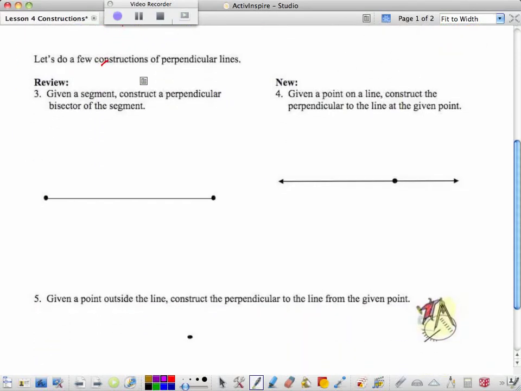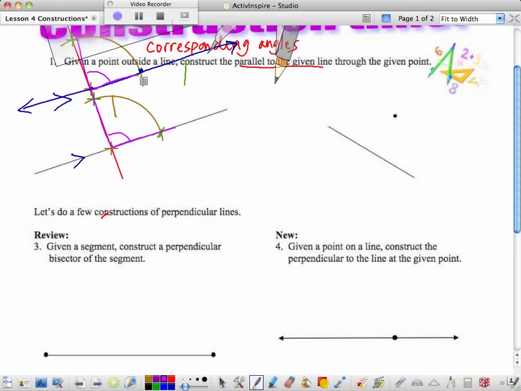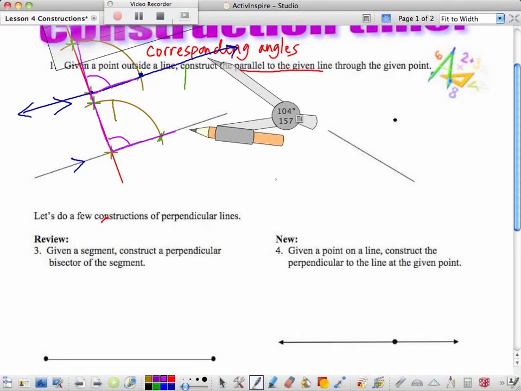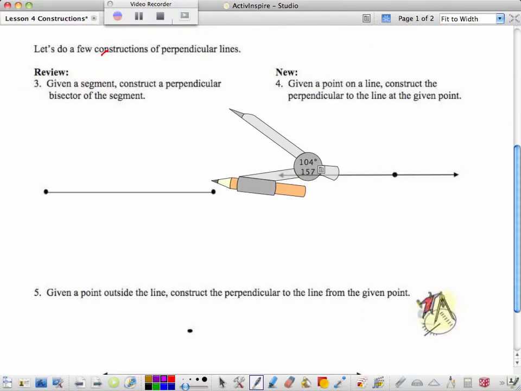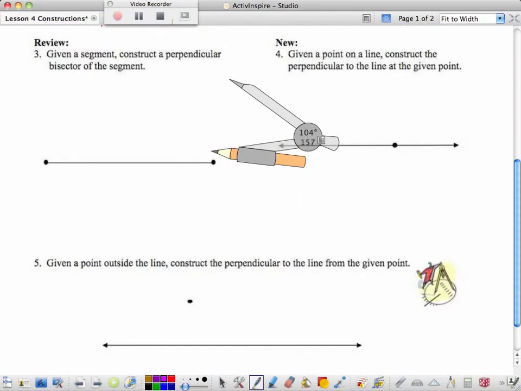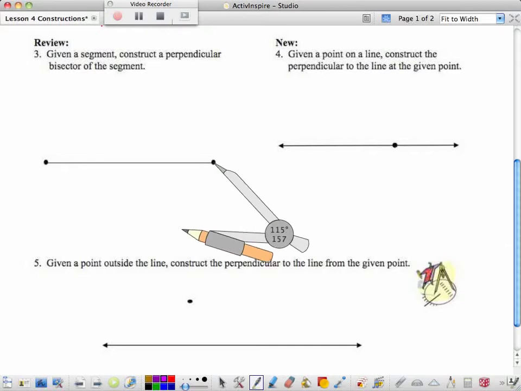Okay, moving on. So to review, we are going to do the perpendicular bisector for a quick review. So I should have encouraged you to go ahead and continue on with number 3, because you should be able to do number 3 on your own. That was on the test, basically. So if you forget how to do a perpendicular bisector, what do you do?